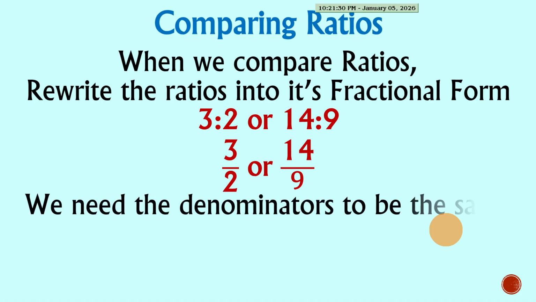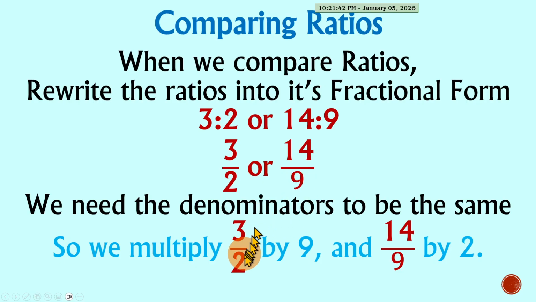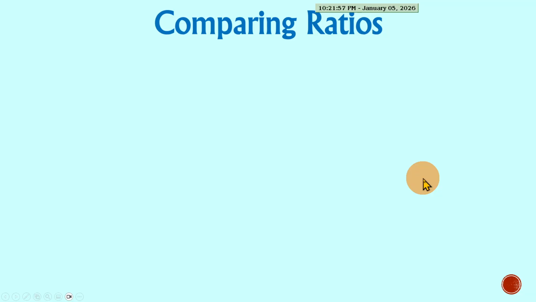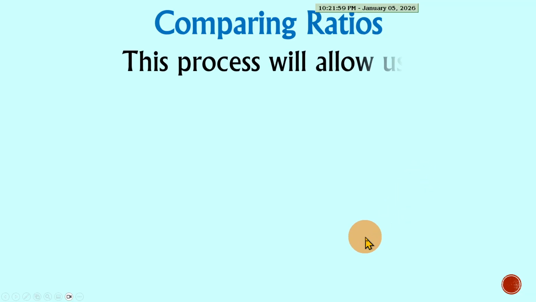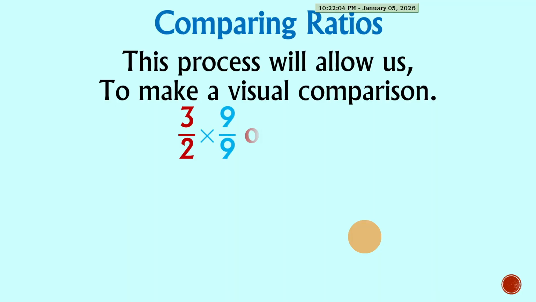We need the denominators to be the same. So what we must do is multiply the first ratio, which is 3 halves, by the denominator of the second ratio. So the 3 halves will be multiplied by 9. And the second ratio will be multiplied by the denominator of the first ratio, so the 14 ninths will be multiplied by 2. This process will allow us to make a visual comparison of which one is greater.